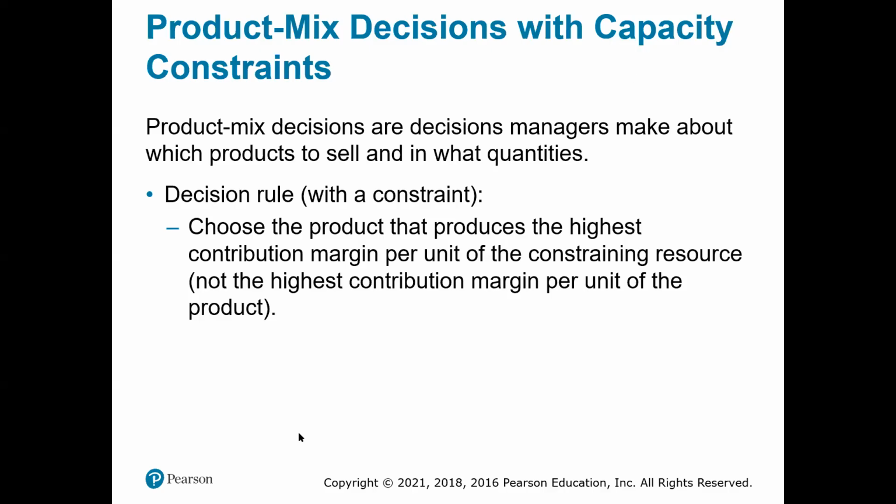So other issues, product mix decisions with capacity constraints. Capacity simply has to do with what we need to deal with if we have a situation where we may not have unlimited resources. So for product mix decisions, such as deluxe tables versus standard tables, managers must make decisions about which products to sell in what quantities. The decision rule with a constraint is to choose the product that produces the highest contribution margin per unit of the constraining resource, versus what we've always done, which is simply take the product that has the highest contribution margin per unit.